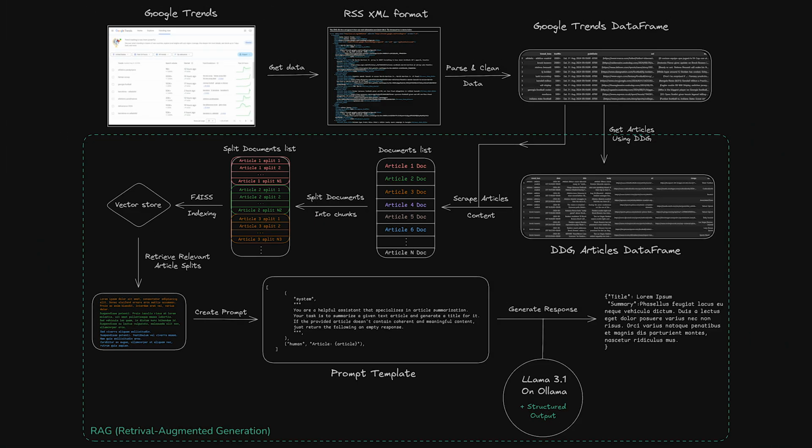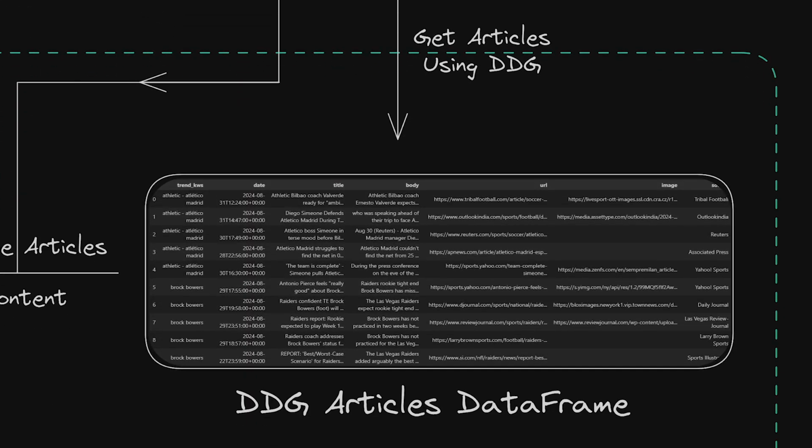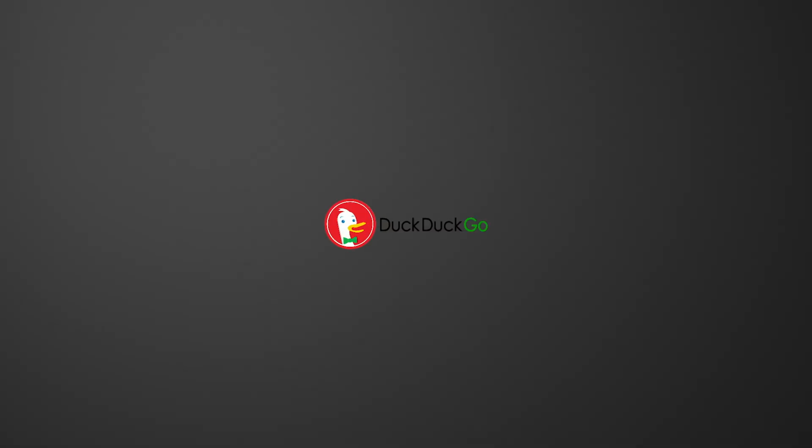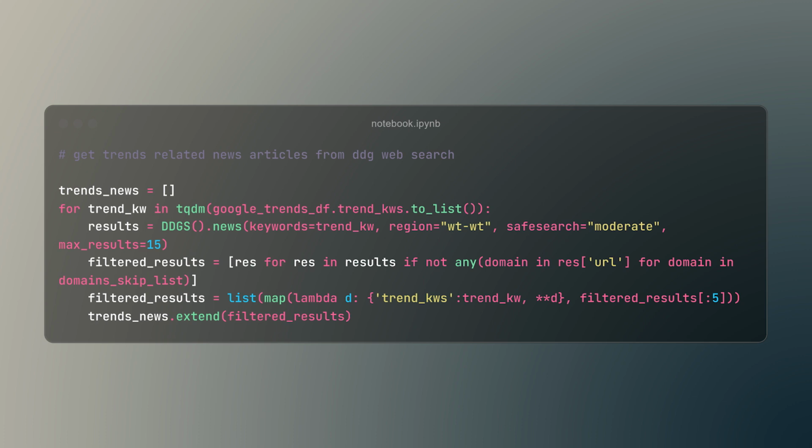All right, so now we have the data in a structured format. We can proceed to news article gathering for each trend. And for that, we will be using the DuckDuckGo web search engine through the API provided by the DuckDuckGo search library. So for each trend, we send a request to the DuckDuckGo news API, using the trend title as search keywords and retrieve a maximum of 15 news articles.